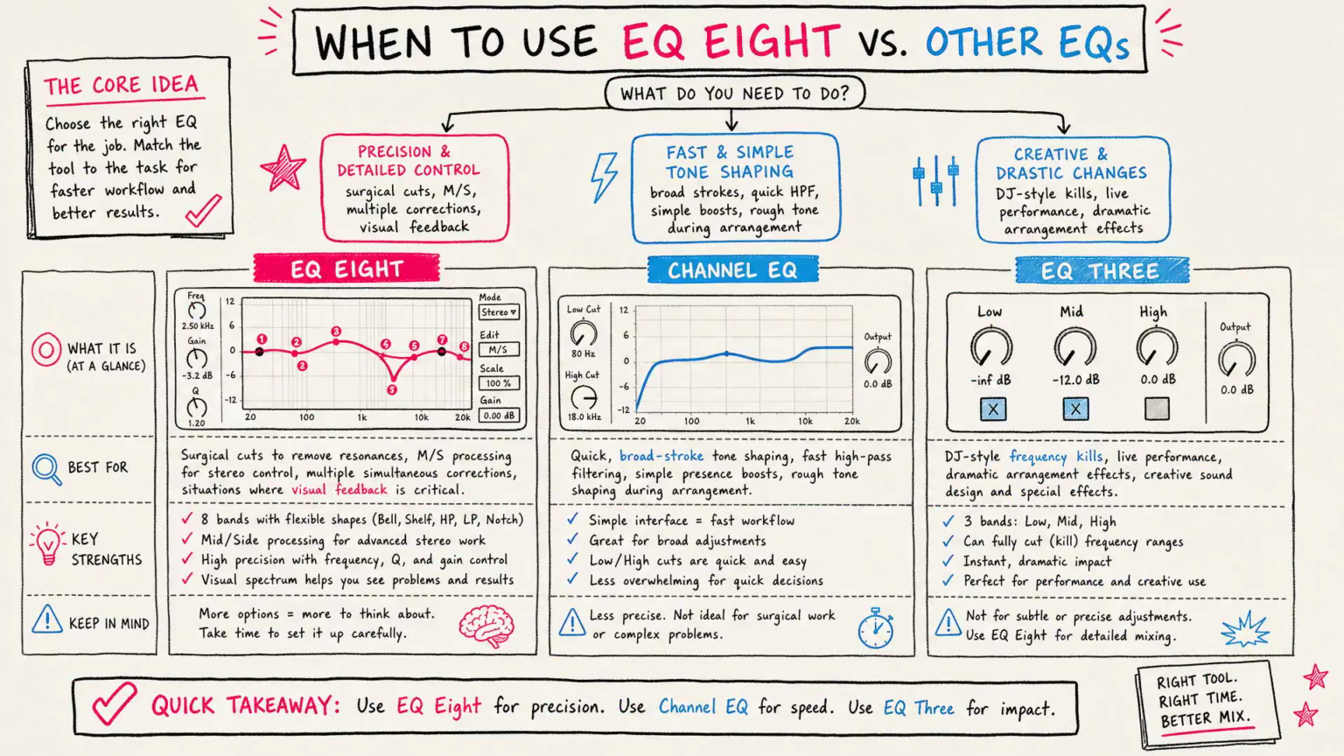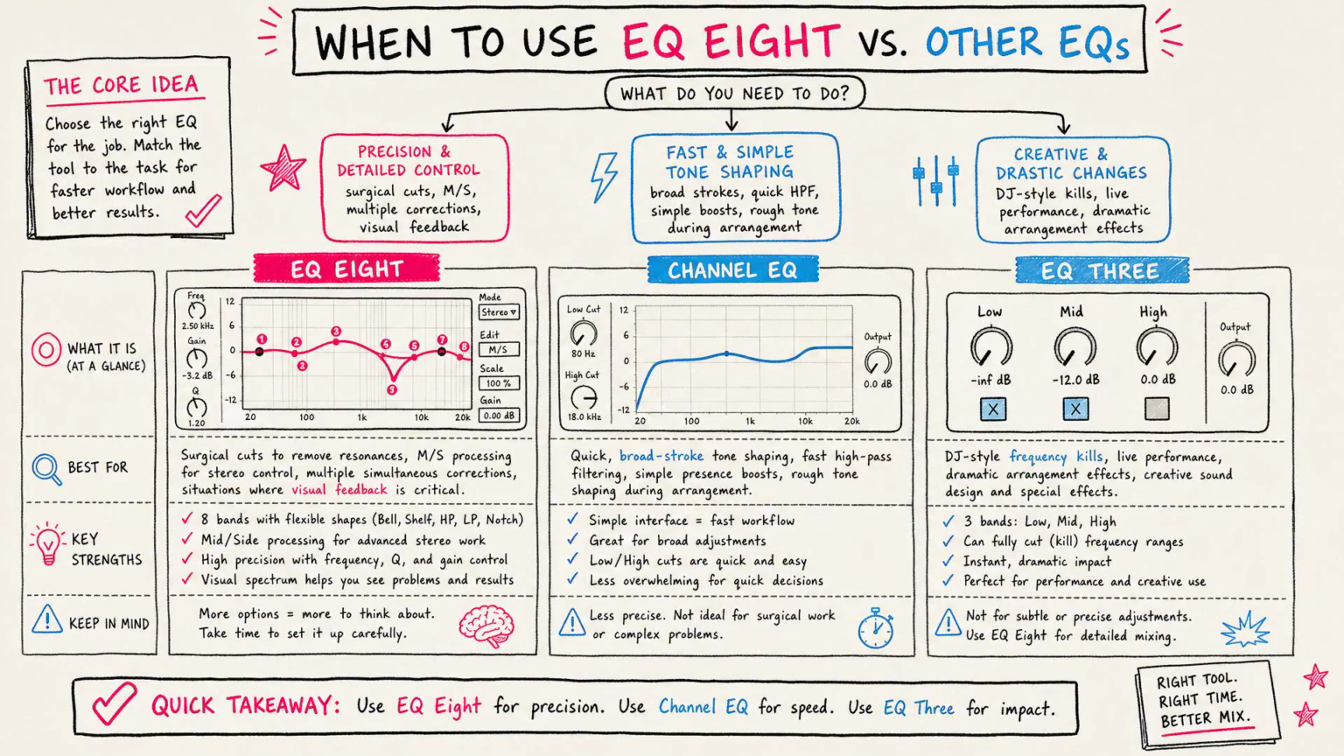EQ8 excels at precision work requiring detailed control: surgical cuts to remove specific resonances, MS processing for stereo manipulation, multiple simultaneous corrections, and any situation where visual feedback aids your decisions. It's your primary mixing EQ for detailed work on individual tracks and buses.